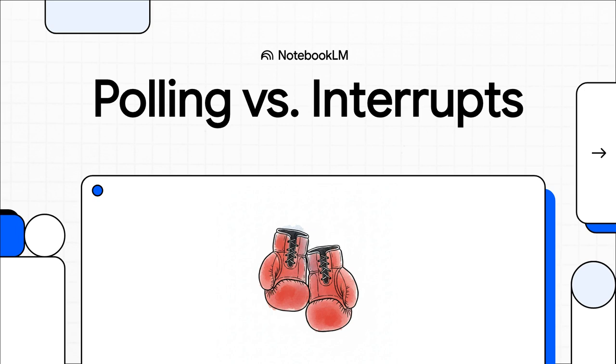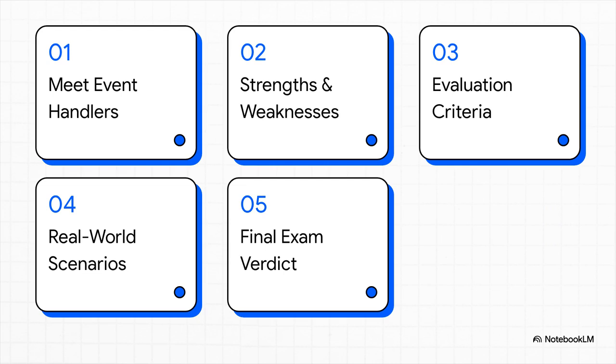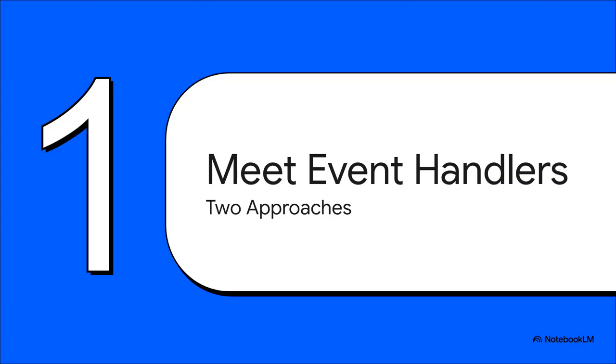Well, that brings us to the ultimate system design matchup: polling versus interrupt handling. Here is the game plan for today. We'll start with 1. Meet the event handlers. Then 2. Strengths and weaknesses. 3. The evaluation criteria. 4. Real-world scenarios. And finally, 5. The final exam verdict.